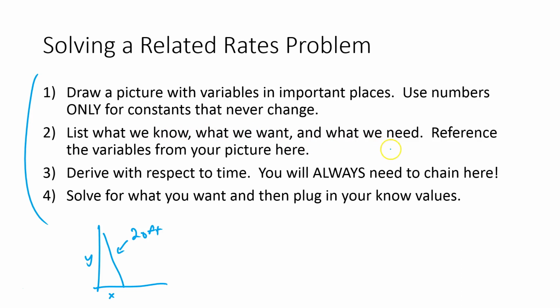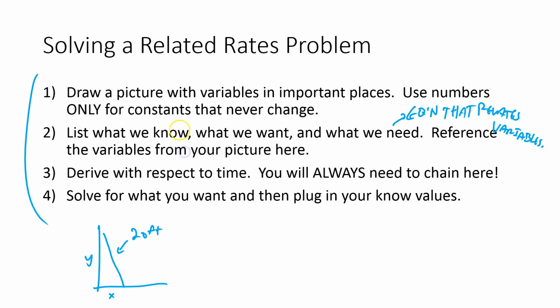List what we know, what we want, and what we need. Usually what we know are things like the rate at which one part of the ladder is moving. What we want might be how fast y is changing. And what we need is always going to be an equation that relates the variables. Then reference the variables from your picture.